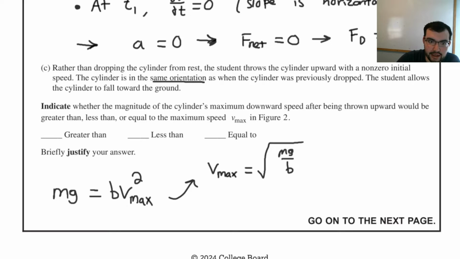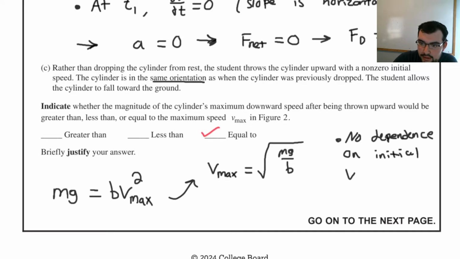So I think we can confidently say that it's equal to, because Vmax has no dependence on initial velocity.